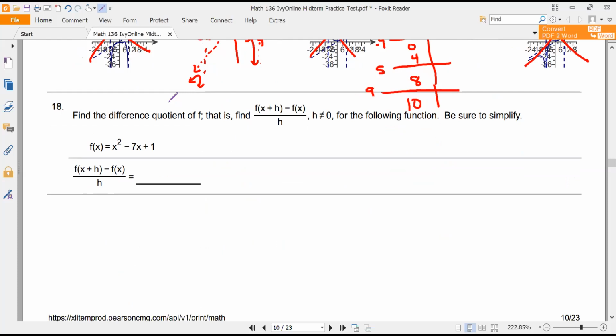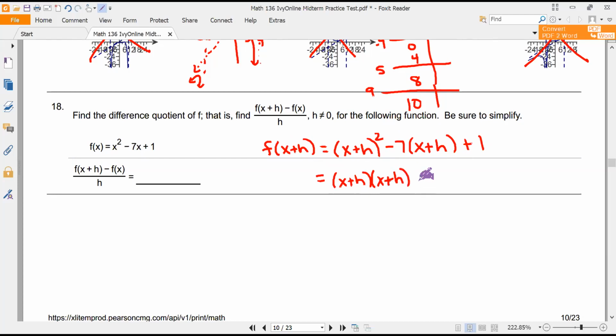So 18 is a difference quotients problem again. So we have to do the f of x plus h and the negative f of x. So let's do our pieces. So f of x plus h will replace any x in this function. So that would be x plus h instead of x, squared, minus 7 times x plus h plus 1. We have to FOIL this out since it's squaring. We could go ahead and distribute our 7 if we want, minus 7x minus 7h plus 1.